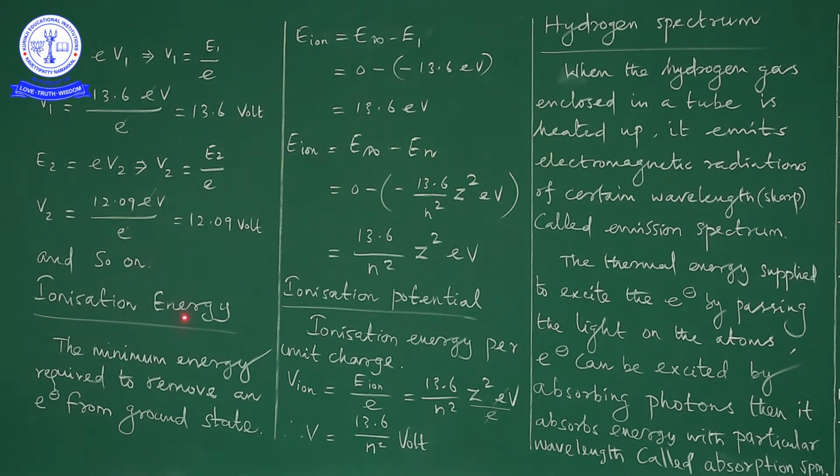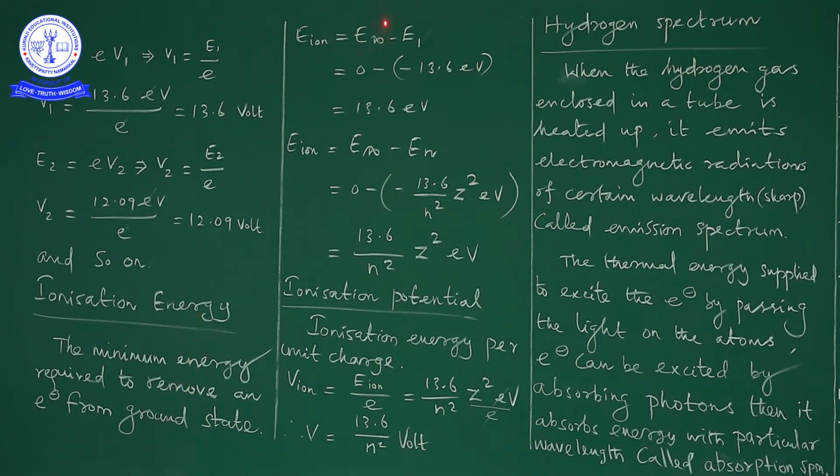Then move to the ionization energy. Ionization energy means the amount of energy required to remove an electron from the ground state. So, to remove an electron from the ground state, we need some amount of energy. That energy is nothing but ionization energy. So, we can define it as the minimum amount of energy required to remove an electron from the ground state.